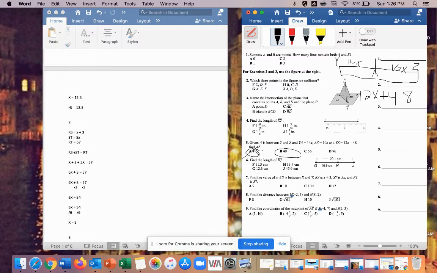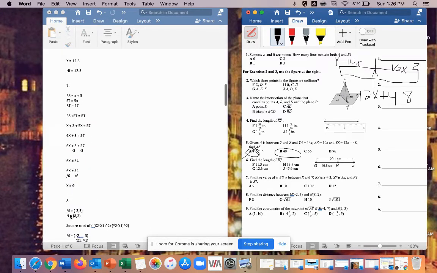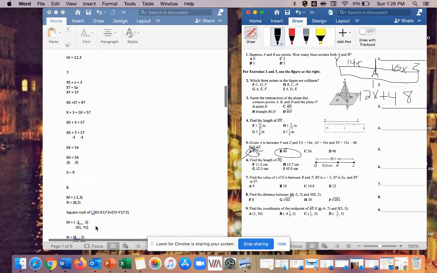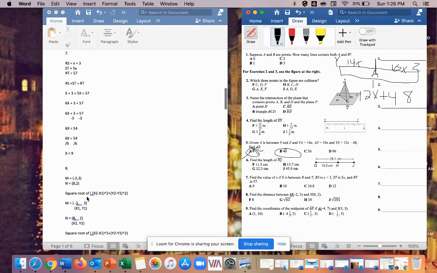All right, find the distance between M and N. First thing I did was copy down the coordinates, making sure I got the right points. M is negative 2, 3, and N is 8, 2. All right, perfect. Distance formula: square root of x2 minus x1 squared plus y2 minus y1 squared. I can't find the square root symbol, sorry guys. So that's what it is right now.